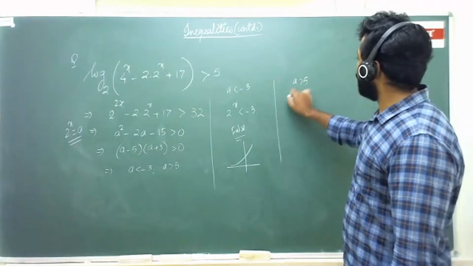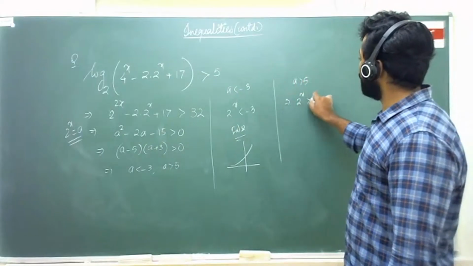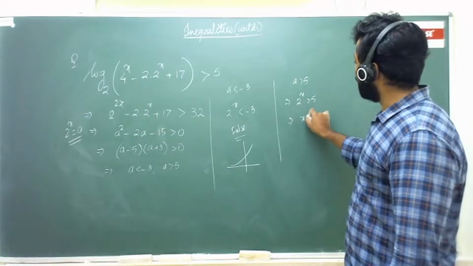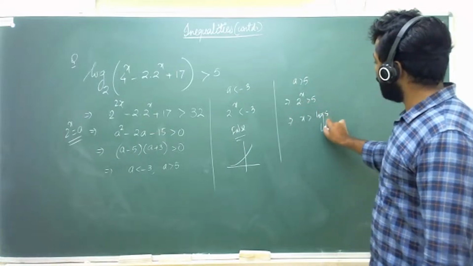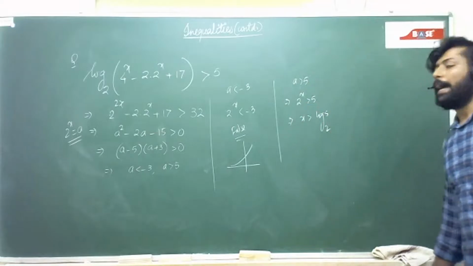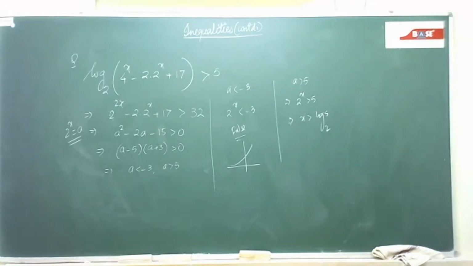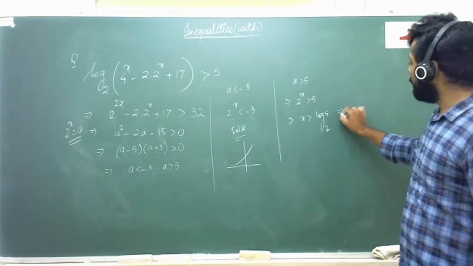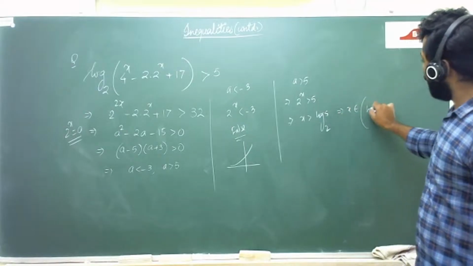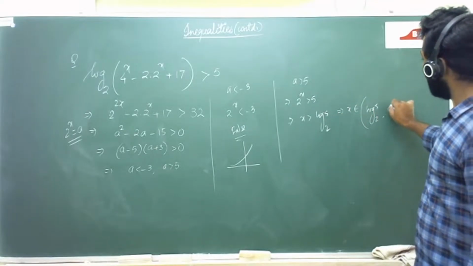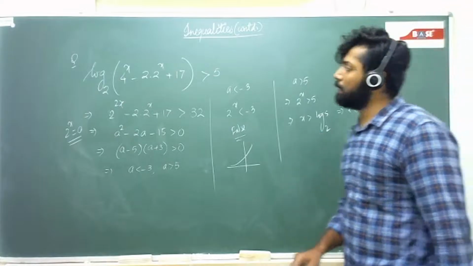Next one is a more than 5. So 2 to the power x is more than 5. So what is x then? More than log 5 base 2, taking log both sides. As base is 2, base is more than 1, so increasing again. So final region is what? x belongs to open log 5 base 2 till infinity. That's what the region of x is.